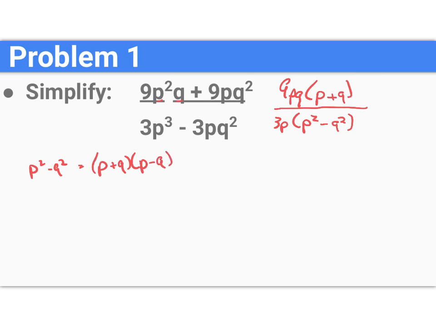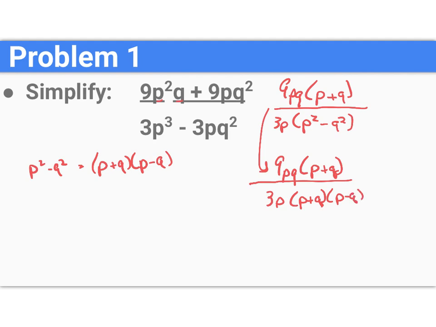So now, rewriting this down here, you've got P Q times P plus Q over 3P times P plus Q times P minus Q. Let's look for our excluded values. So 3P equals 0. When P equals 0, this function does not exist. P plus Q.